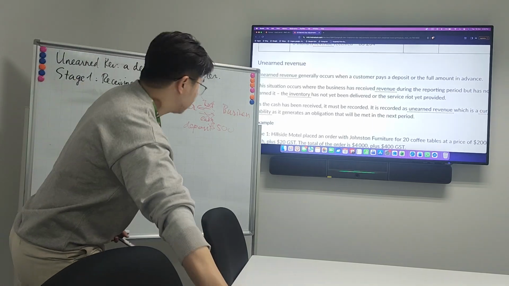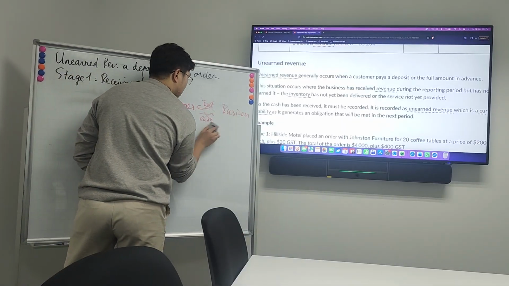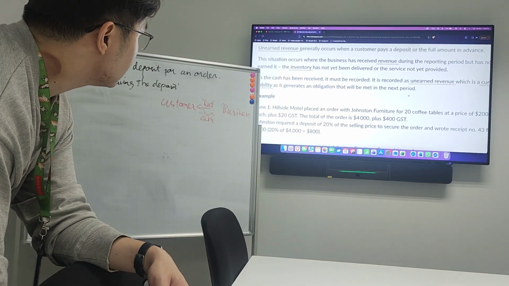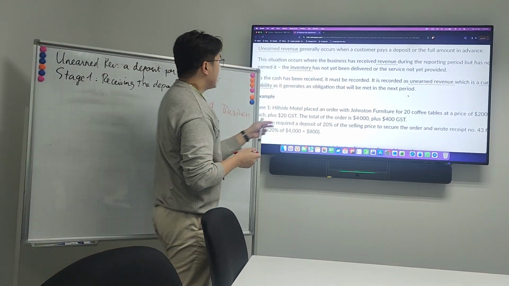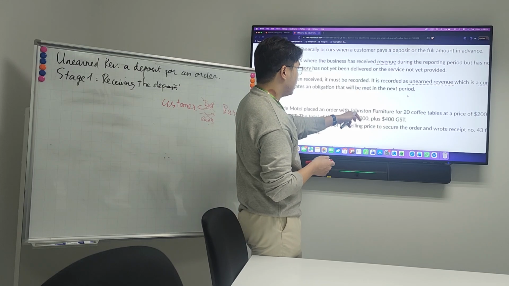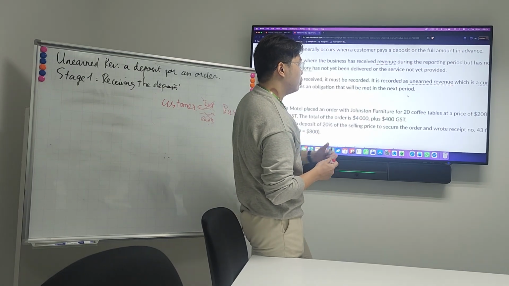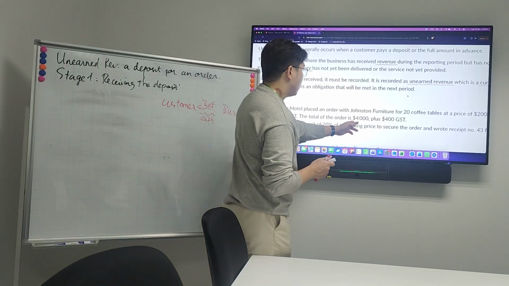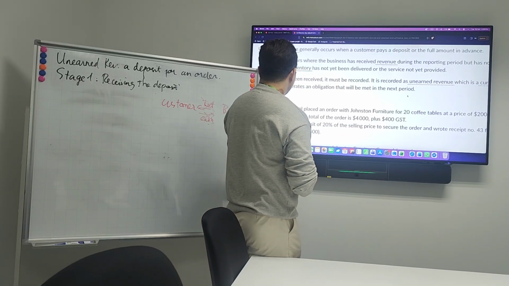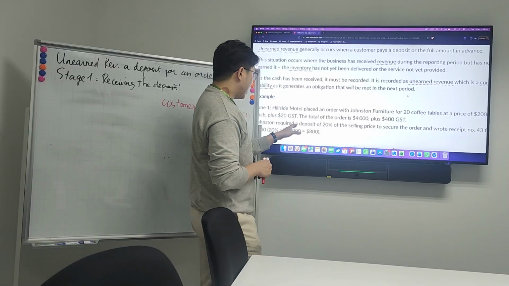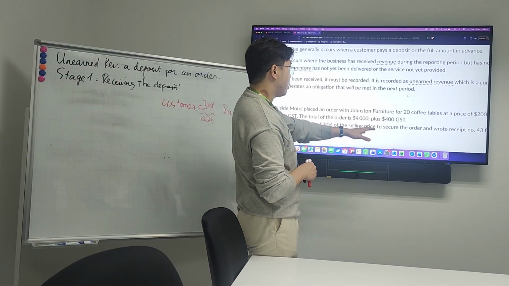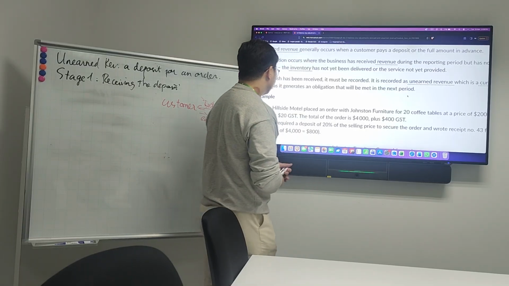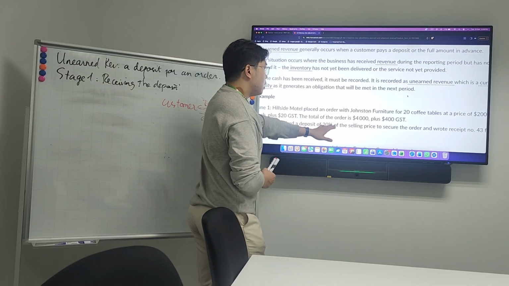I'm going to delete this part. I'll keep this diagram. If you have a look at the example on Canvas, it says, Hillside Motel placed an order with a furniture store for 20 coffee tables at a price of $200 each. The total of the order is $4,000 plus $400 GST. The furniture store required a deposit of 20% of the selling price to secure the order, which is similar to the example I just told you about.